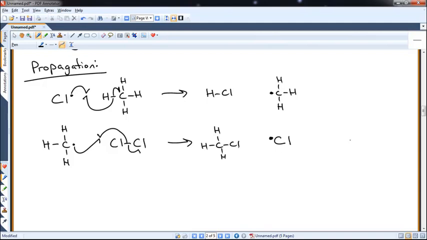So one way you could tell if your propagation step is correct is to say, is the product that I'm generating in one reaction the reactant of the next, and is the product of the second one able to go back and be the first one. Now in a 2-step propagation step like I have here, that's nice and clean. You can have 4, 5, 6-step propagation steps. We're not going to worry about that just yet, but we might see it in the future. Hint, hint.